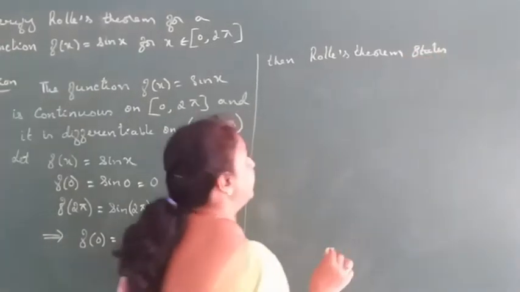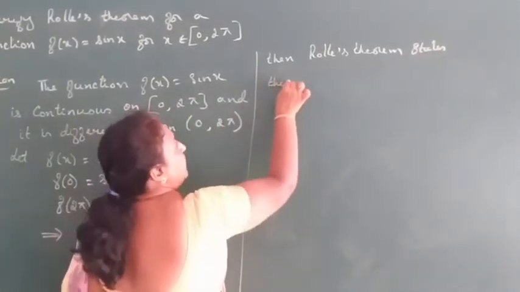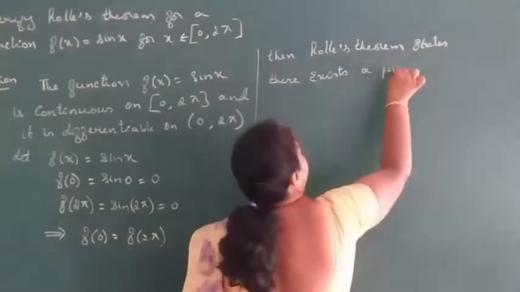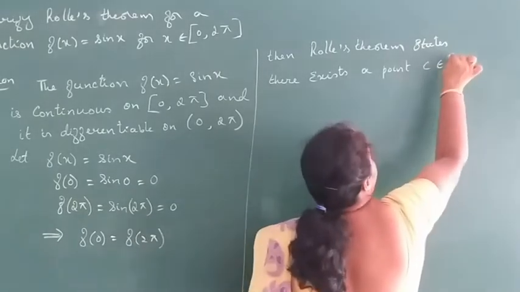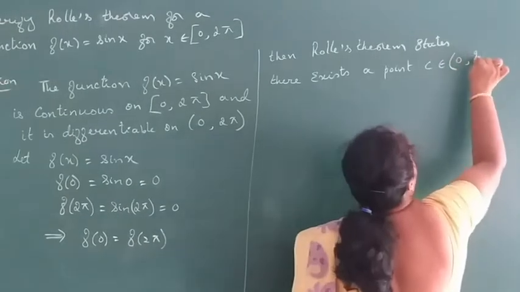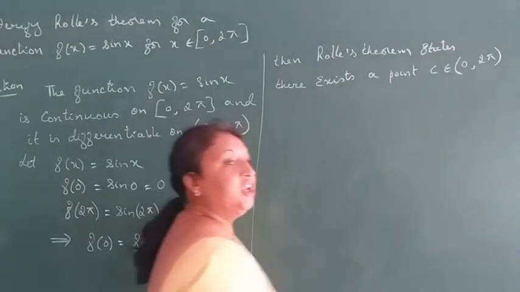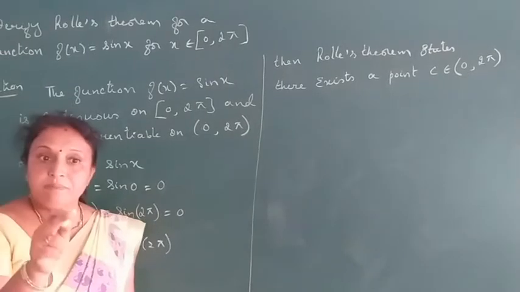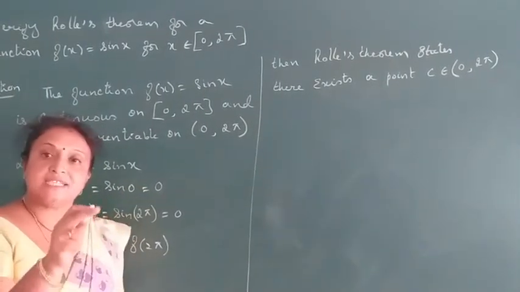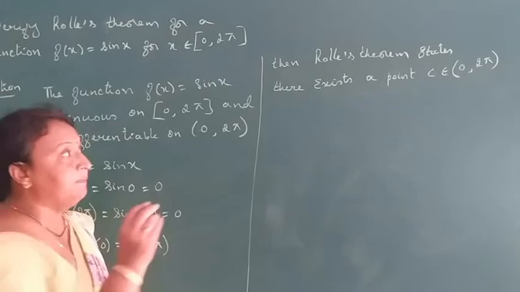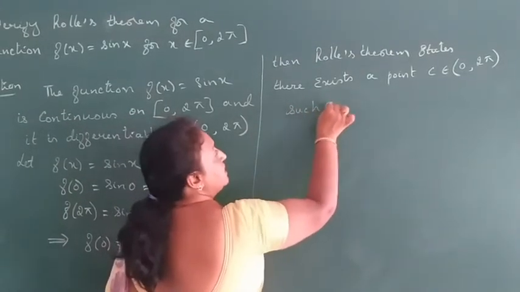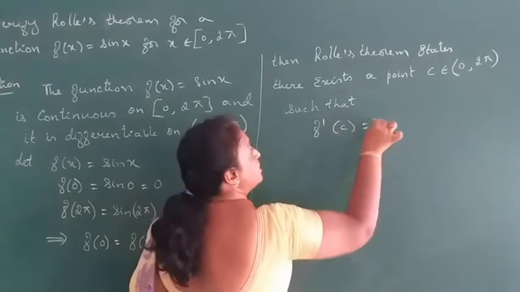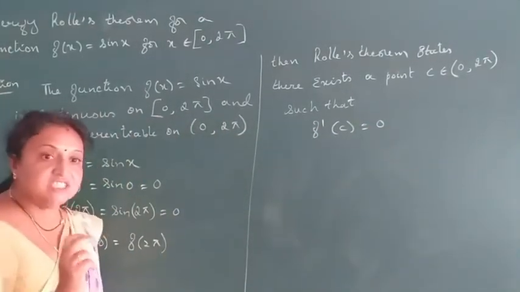Rolle's theorem states that there exists a point c belonging to the open interval (0, 2π). Now, how do we calculate the value of c? It must lie in the open interval 0 to 2π. What is the condition? Such that f dash of c equals 0.